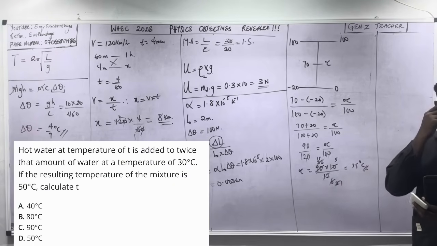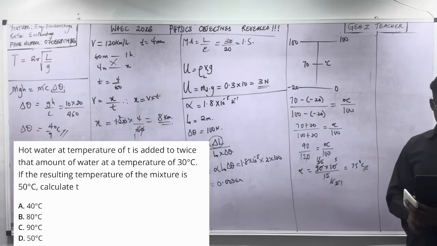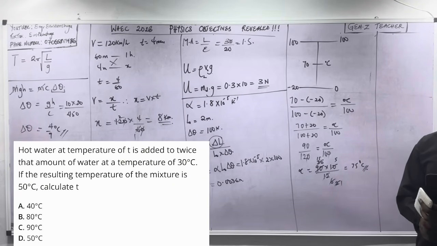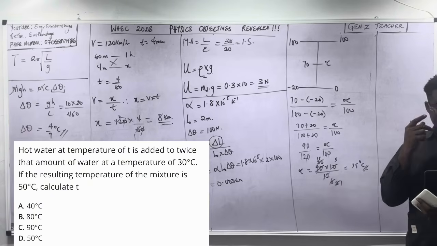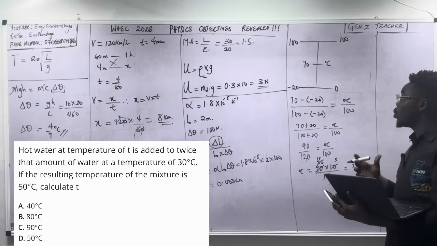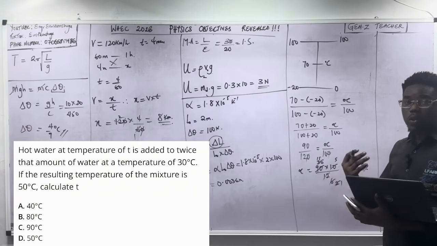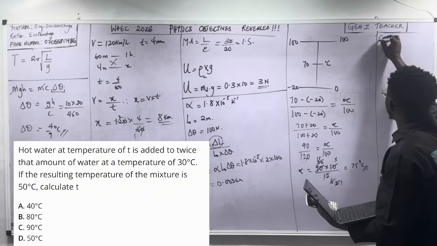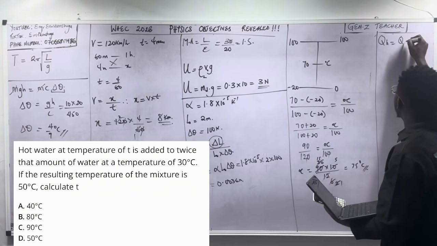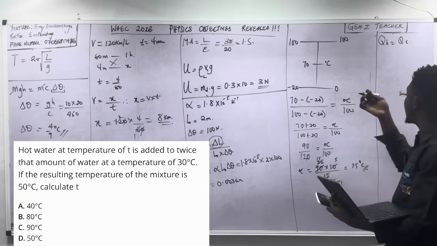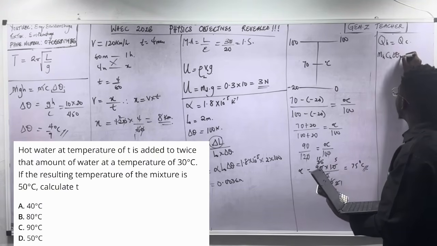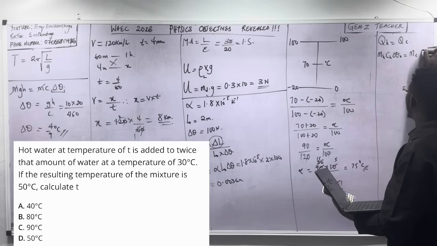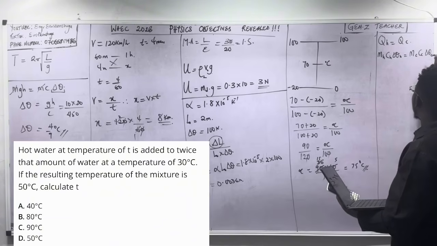Number 14, hot water at temperature of T is added to twice the amount of water at temperature of 30 degrees Celsius. If the resulting temperature of the mixture is 50 degrees Celsius, calculate T. Now we are conserving heat. So hot water and cold water: the quantity of heat given off by the hot equals the one received by the cold. So for the hot, we have M for hot, C for hot, and temperature change for hot. We also have M for cold, C for cold, and temperature change for cold.